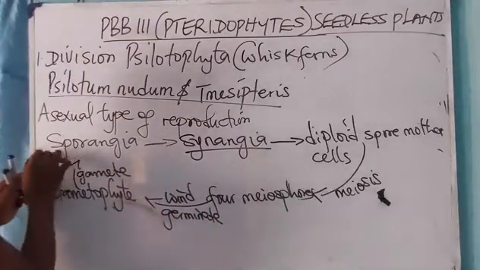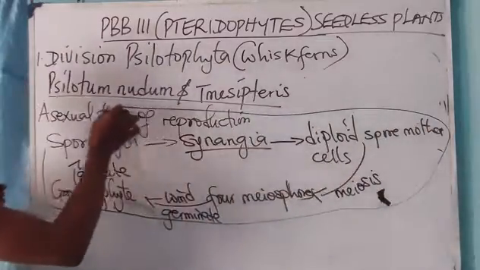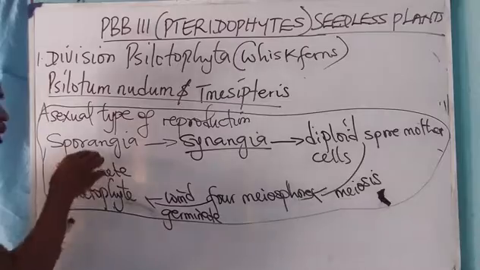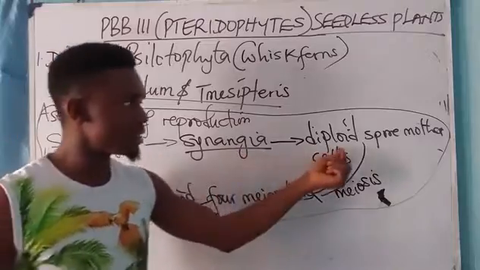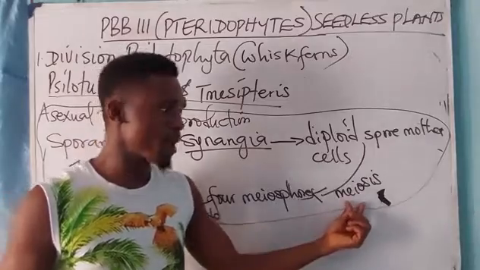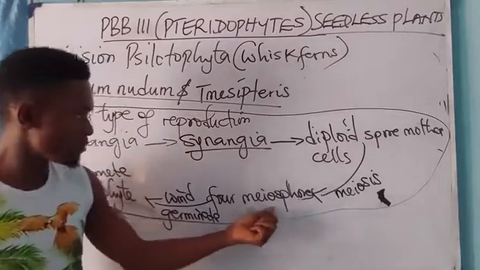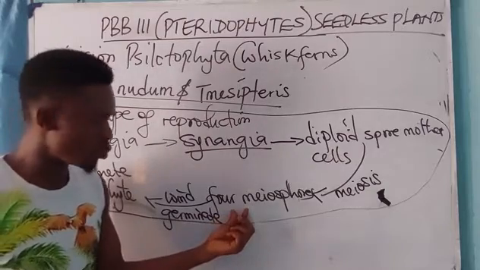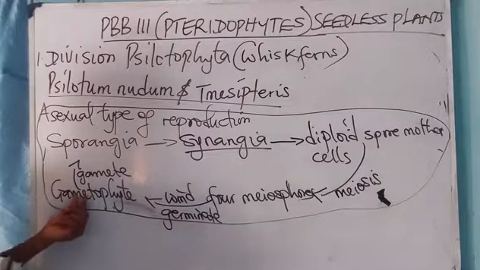So what I just explained now is the asexual mode of reproduction of what? The Psilophyte. Look at it. The sporangia will occur in threes called what? Synangium. This synangium will now produce what? Diploid spore mother cells. Now these diploid spore mother cells will undergo meiosis. As soon as they undergo meiosis, they now produce what? 4 myospores. Now these 4 myospores will be blown away by the wind. They germinate and produce what? The gametophytic stage.